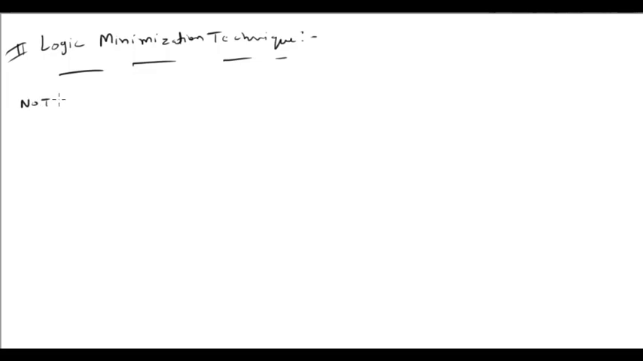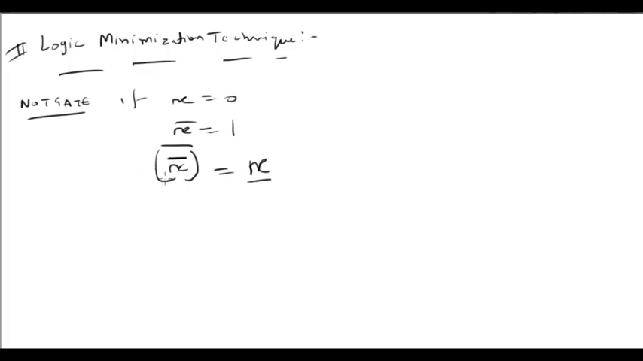Next, I want to tell you some logic minimization techniques. First, for NOT gate, if X is equal to 0, then X bar will be 1, and also X bar bar is equal to X only, the double bar will get cancelled.